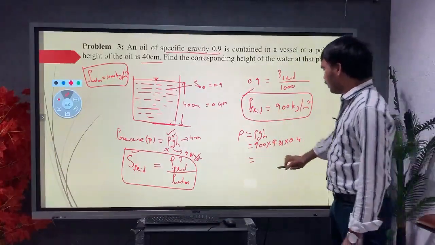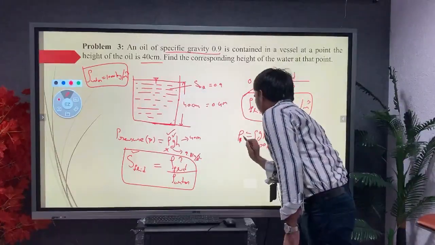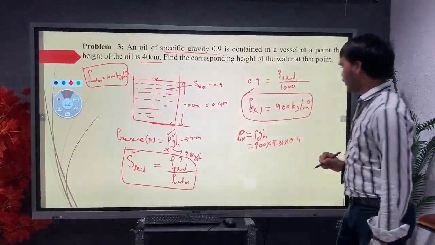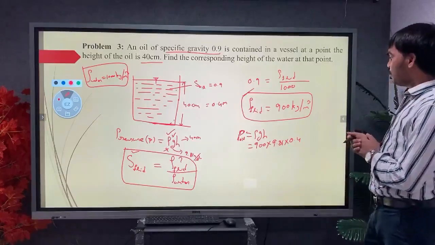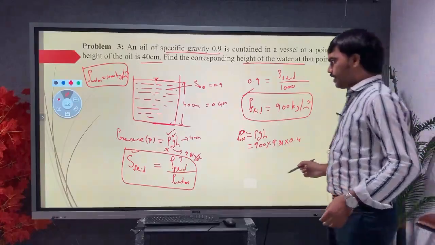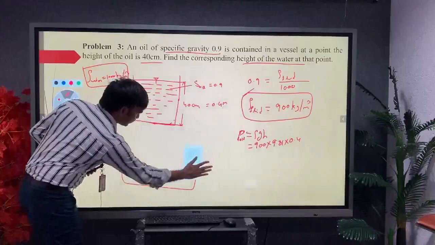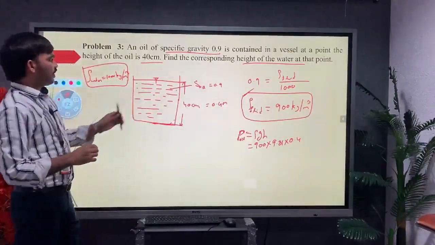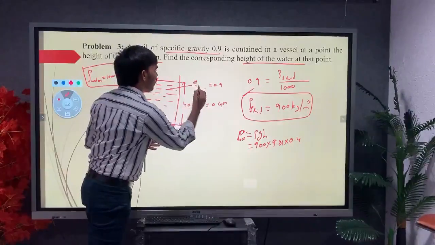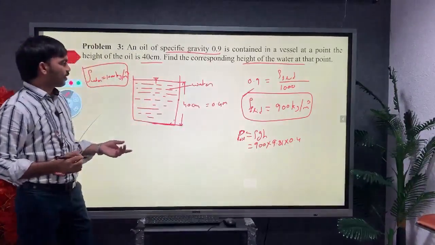This is the density of the oil, and this is the pressure of the oil. Now our task is to find out the corresponding height of the water. So there is a pressure, again contained in the water, the same pressure which contains the water.